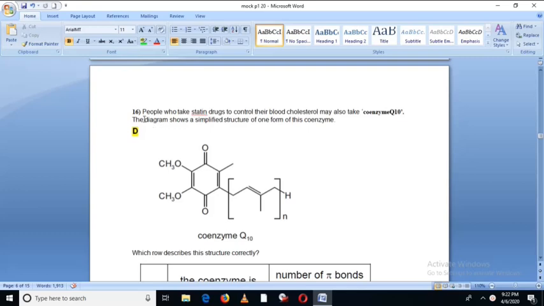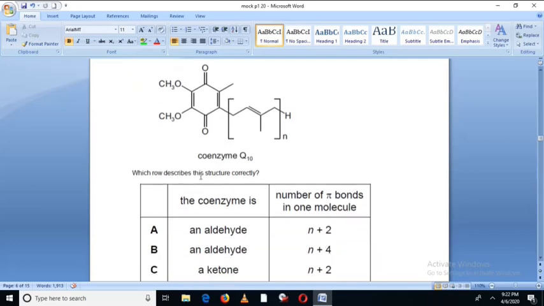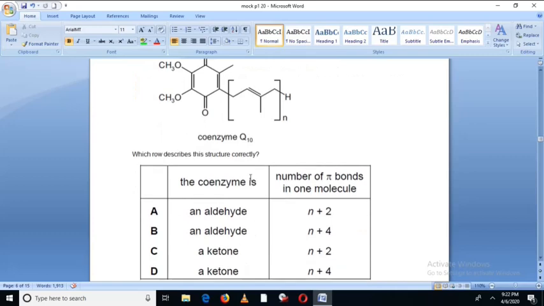So for MCQ 16, the statement is: people who take statin drugs to control their blood cholesterol may also take coenzyme Q10. The diagram shows a simplified structure of one form of this coenzyme. Here is the coenzyme's structure Q10. Which row describes the structure correctly? Here he is asking about the structure of the coenzyme.